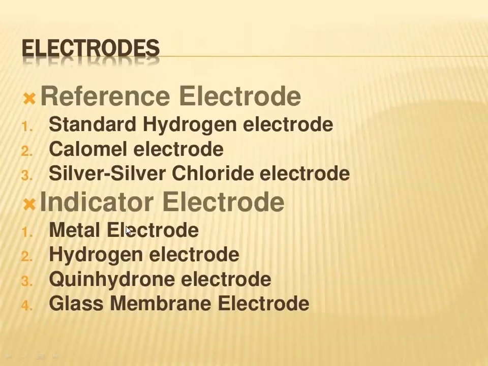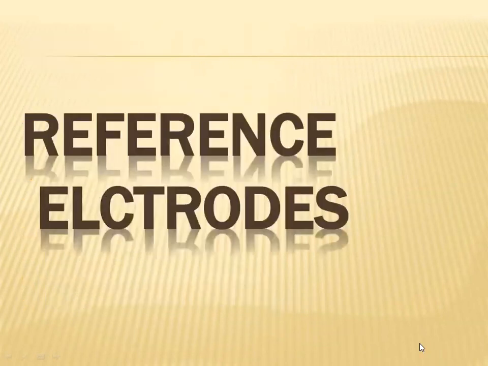Now we will discuss the reference electrodes and different types of indicator electrodes. We will discuss the standard hydrogen electrode, calomel electrode, and silver chloride electrode, which are the reference electrodes. In the indicator electrodes, we will discuss the metal electrode, hydrogen electrode, quinhydrone electrode, and glass membrane electrode. So let us first discuss reference electrodes.